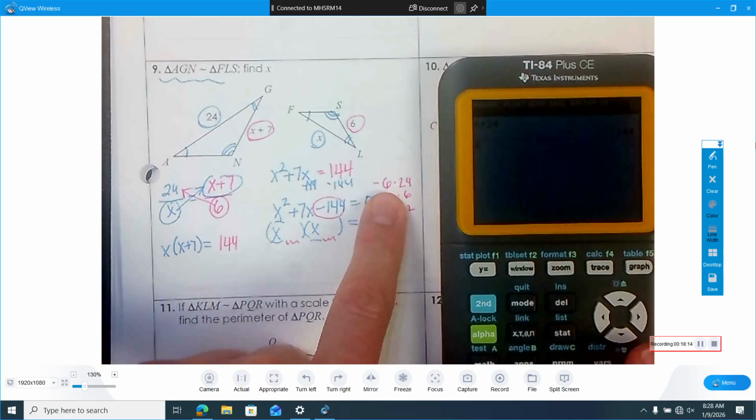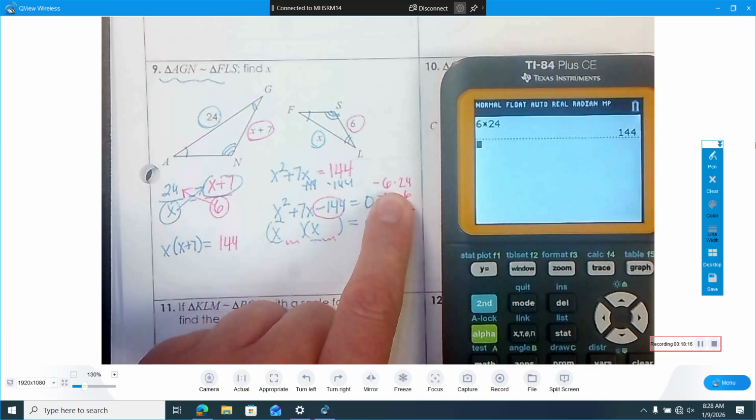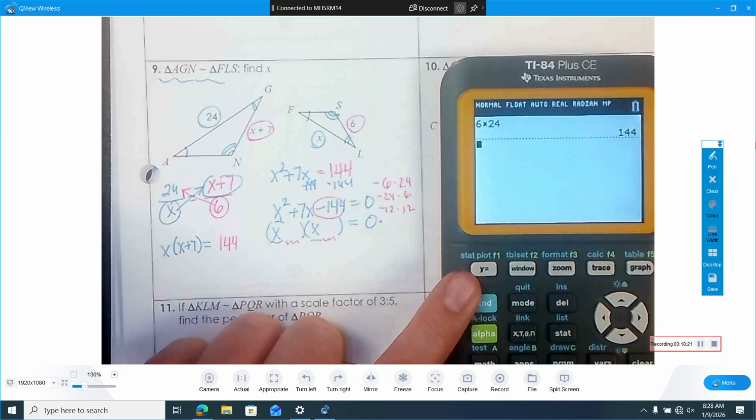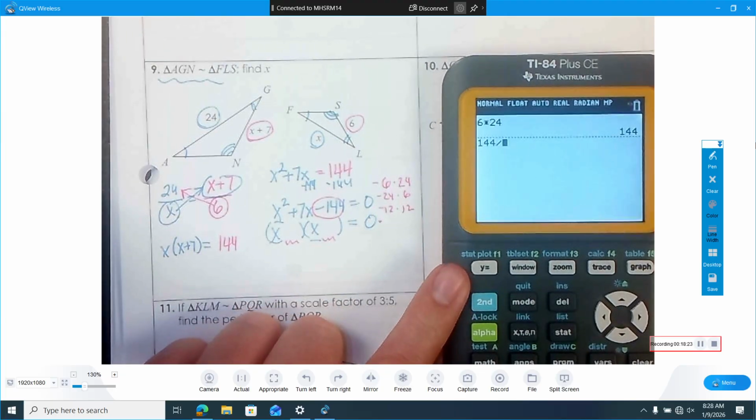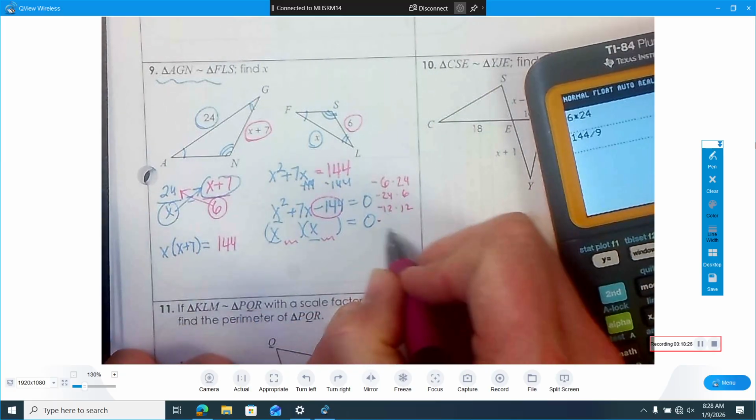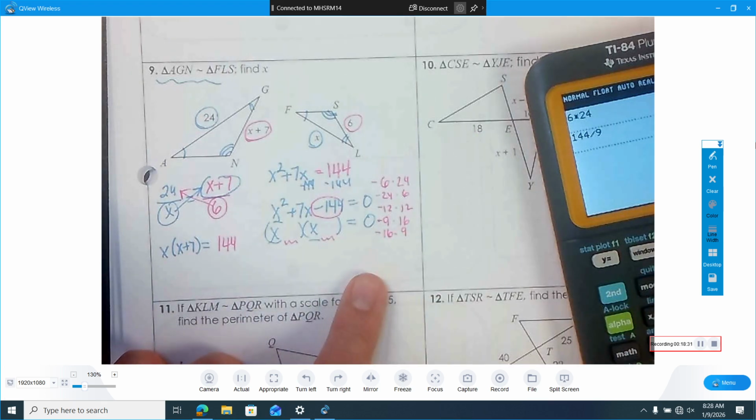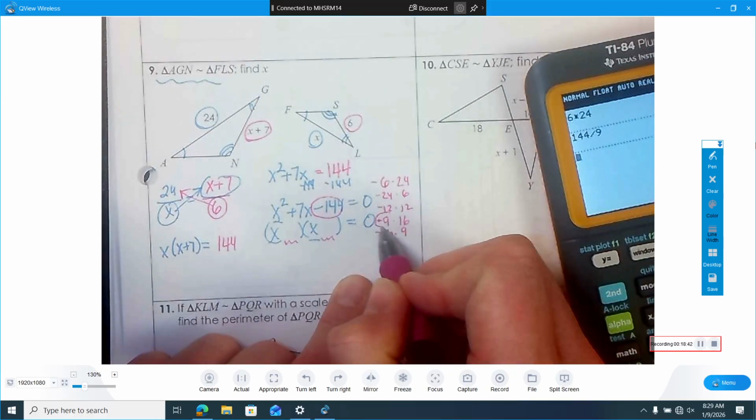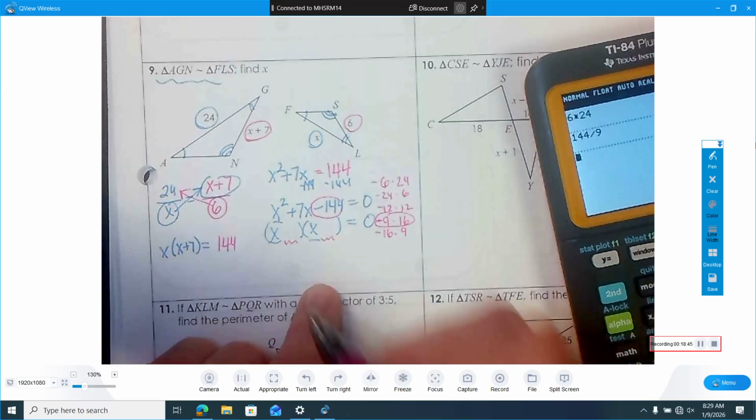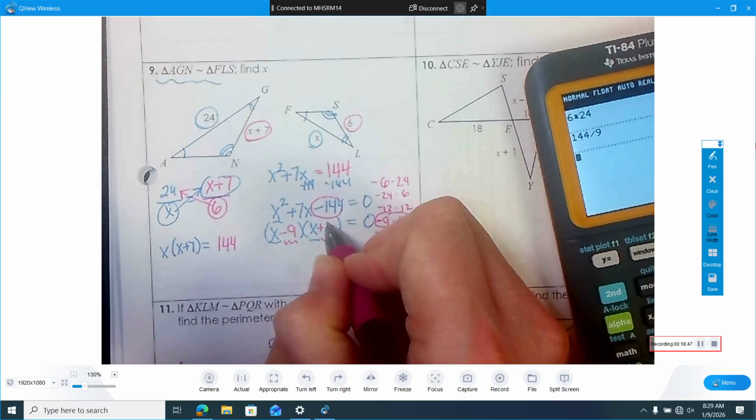Let's see. If I know it's divisible by 6, then, yeah, I think so. 144 divided by 9, yeah. So negative 9 times 16, or negative 16 times 9. Hey, that looks like a winner right there. Which one? Negative 9 and positive 16.